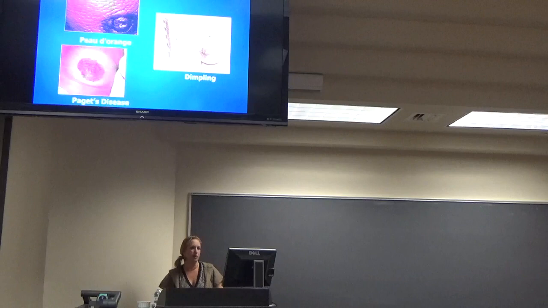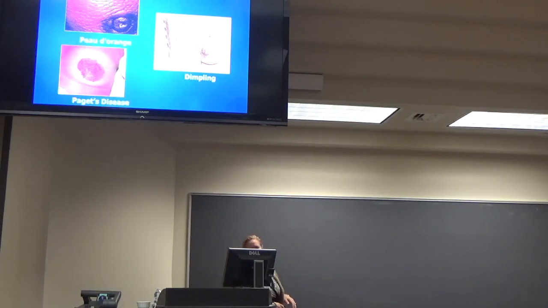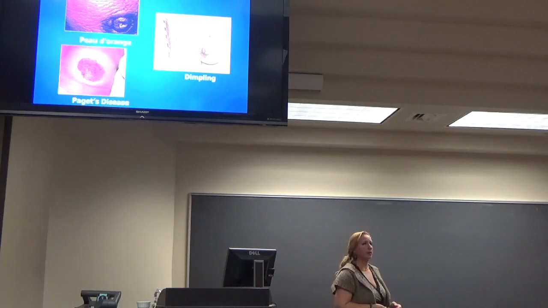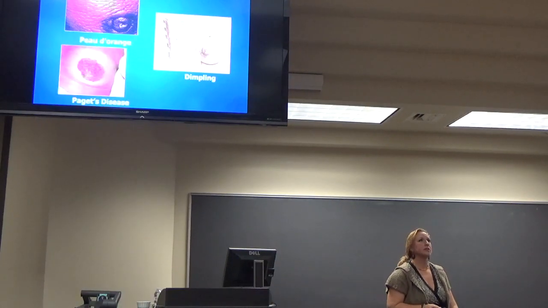Here's pictures of those disorders. So the Peau d'Orange, Paget's disease, and then that is more anatomically showing what's underlying the mass that's suspending and pulling on that skin, making it dimple like that.